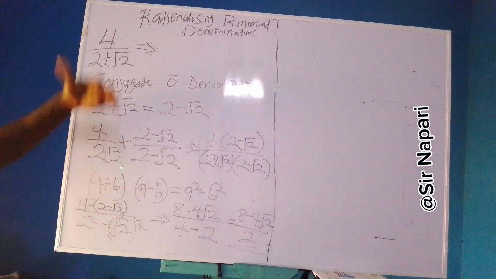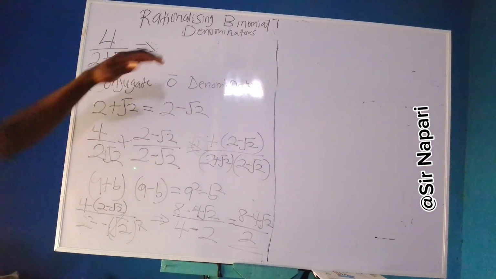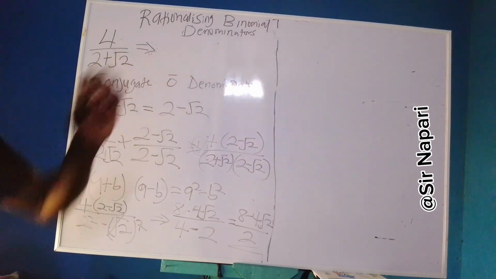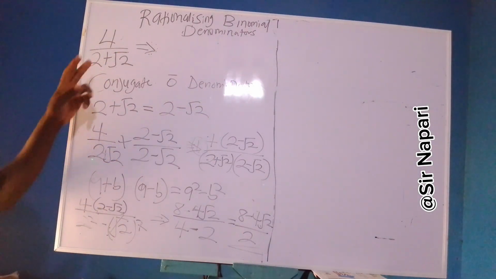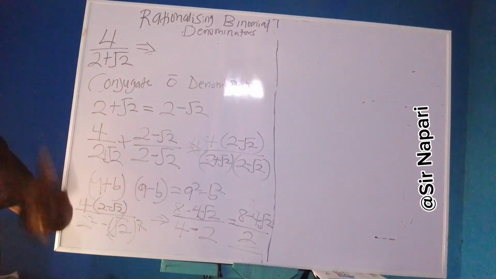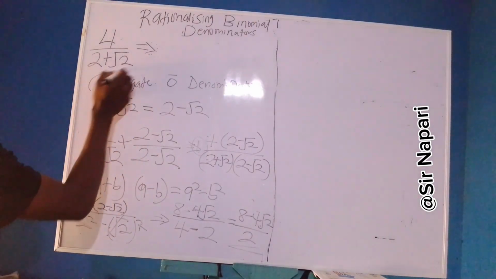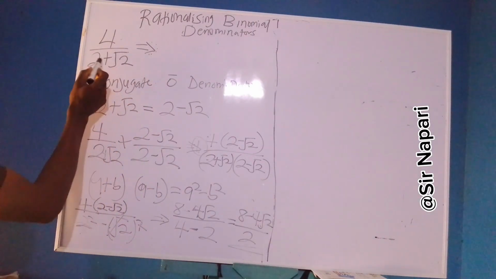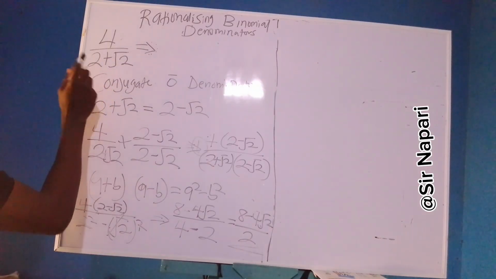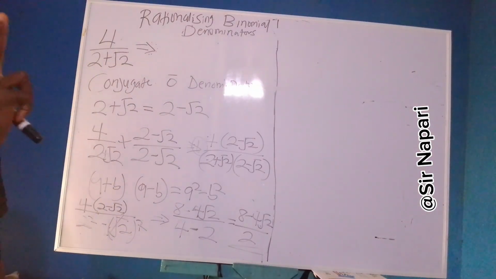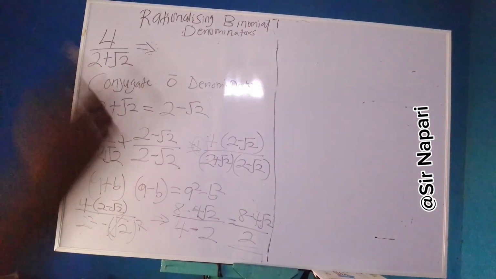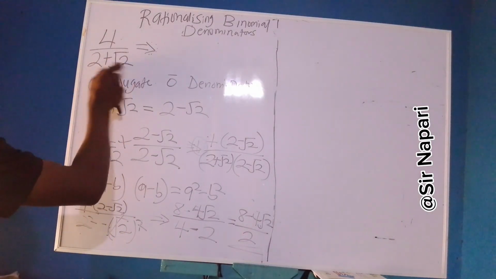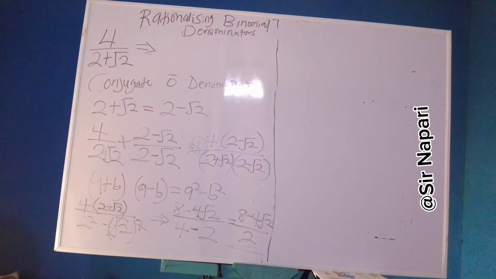Now, let's go over it again. A binomial denominator is a denominator with two terms. Usually, they are separated by either a positive or a negative sign. When you take a look at our denominator here, it is separated by a positive sign, so there are two terms, 1, 2. We can have trinomials, but in surds, we only deal with binomials.